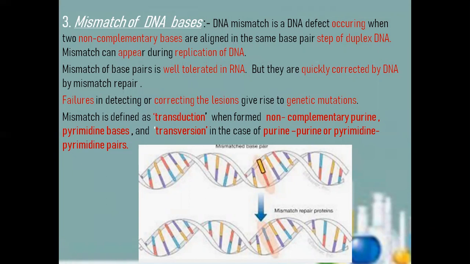When there is a mismatch in non-complementary purine and pyrimidine bases, it is termed as transition, and in mismatched complementary bases such as purine-purine or pyrimidine-pyrimidine, it is known as transversion.